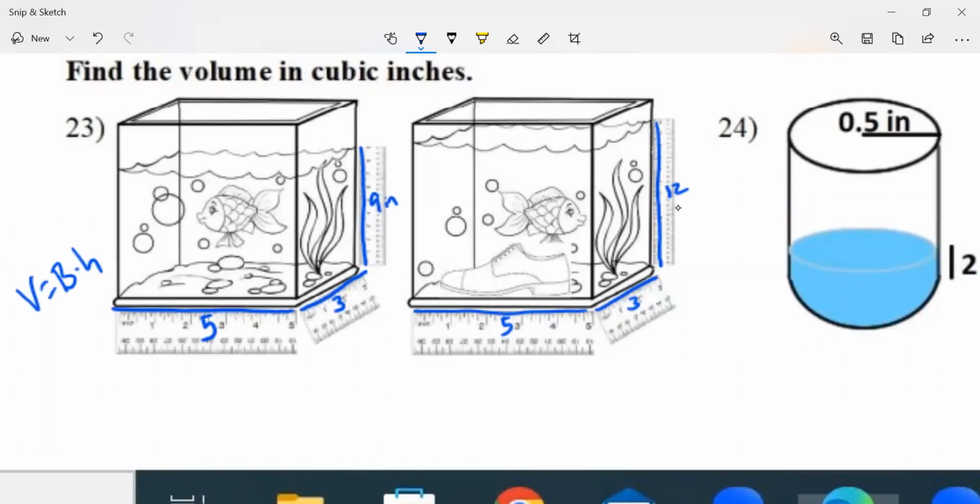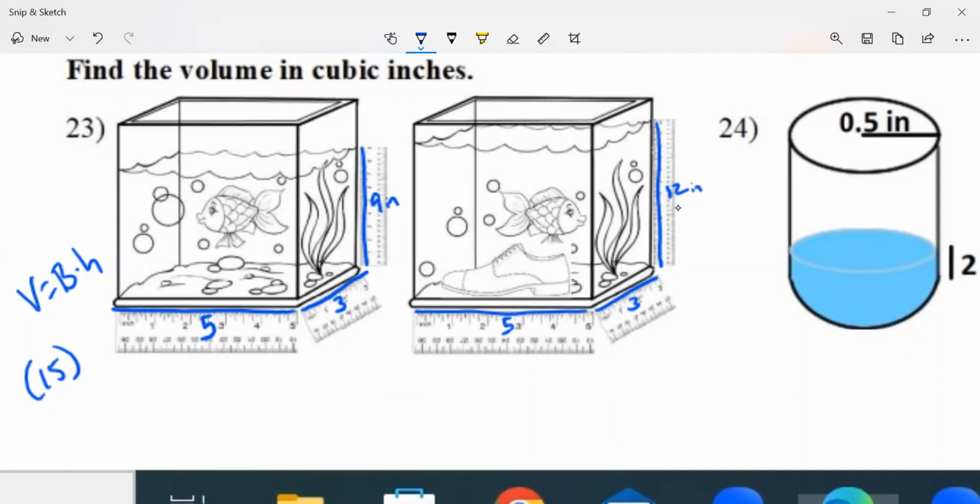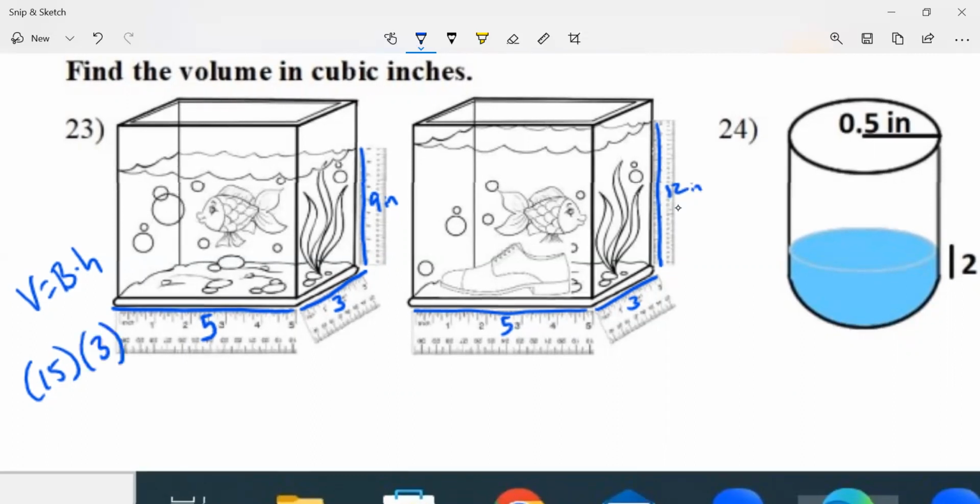So I'm gonna say it's gonna be 15. The base is 5 by 3, so 15. Now the height is because I added the shoe. I'm not gonna look at the height of the water with the shoe and everything included. I'm gonna look at how much it changed. How much did my height of the water change? It was 9 inches and now it's 12 inches. So the difference of the height is 3, right? Notice how the base is a 5 by 3.